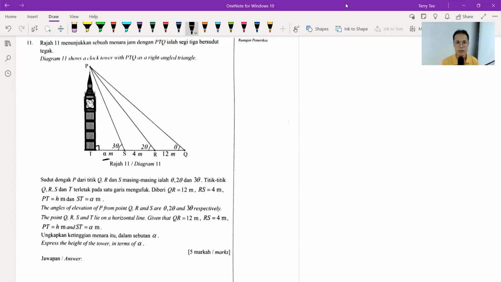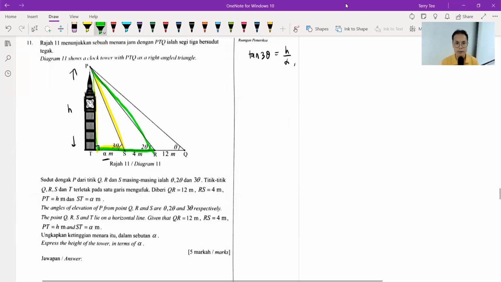So here we have 3 triangles. I hope you can see the first triangle. We know they all share the same height. I don't know what the height is, so let's call the height H. For the first triangle, the yellow one, we can use tangent. Tangent 3 theta is H over alpha. For the second triangle, the green one, the length of the base is alpha plus 4. So tangent of 2 theta is H over alpha plus 4.